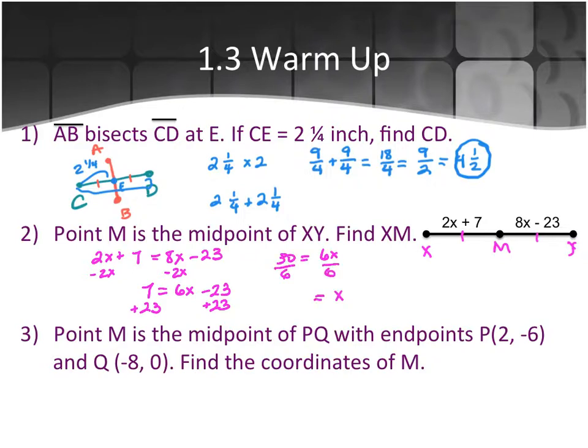And x is 5. But it's not asking for x, it's asking for XM. So you want to take that 5 and plug it back in. I'd get 2 times 5 plus 7, or 10 plus 7, which is 17.